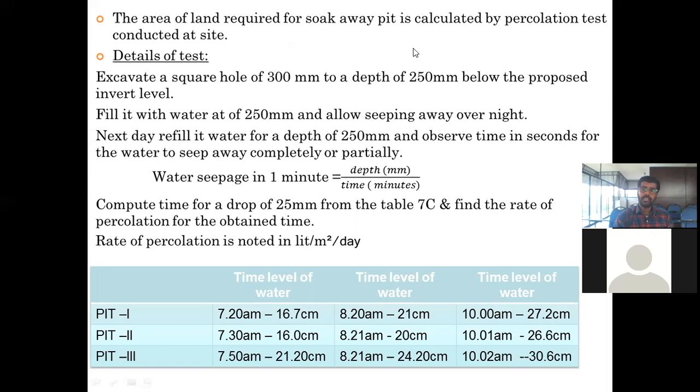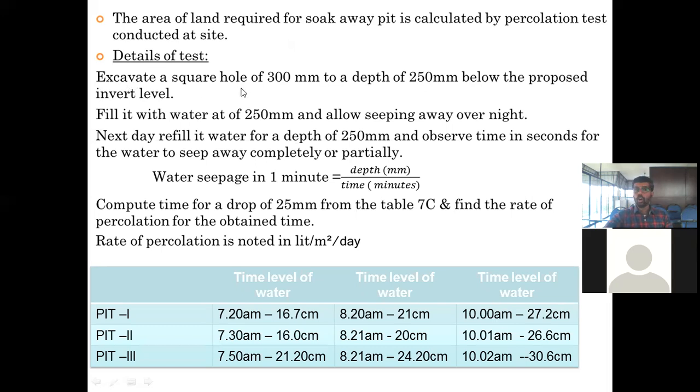Okay, and if it takes more than 1 hour, more than 60 minutes, we can conclude that a soak pit is not possible there. So this percolation test is very important. Let's see how to do it.